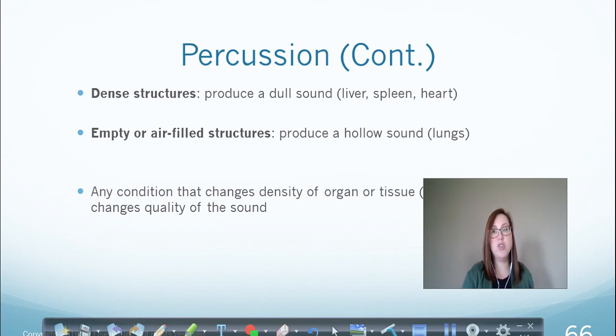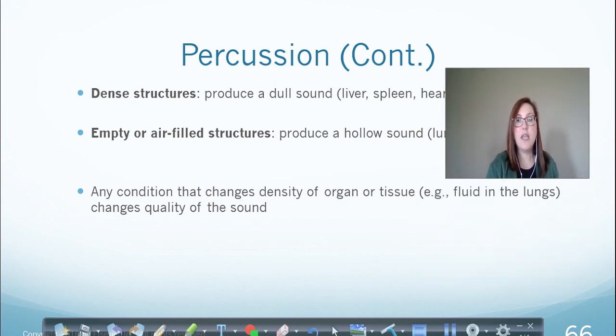Dense structures produce a dull sound, like the liver and spleen. Any empty or air-filled structure, like the lung, will produce a hollow sound. And any condition that changes the density of an organ, like fluid, will change the quality of that sound.